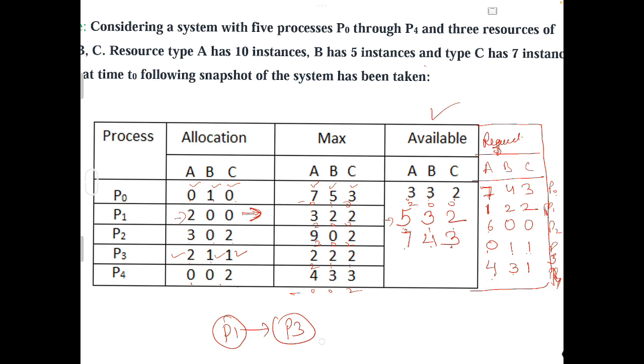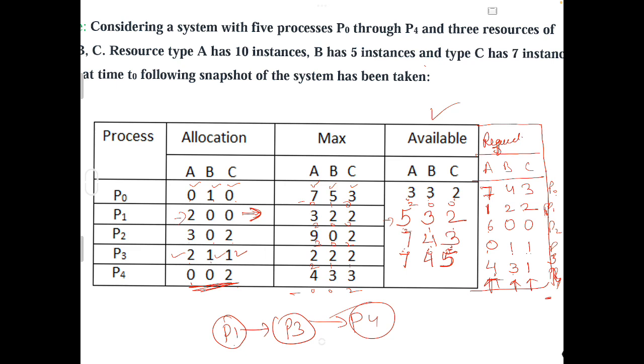Now we will check P4. P4 requires 4 resources; we have 7. It requires 3; we have 4. It requires 1; we have 3. So P4 will execute. After P4 executes, it will release whatever it was holding, 0, 0, 2. So what will be available? 7, 4 and 5. Now these 3 are already executed.